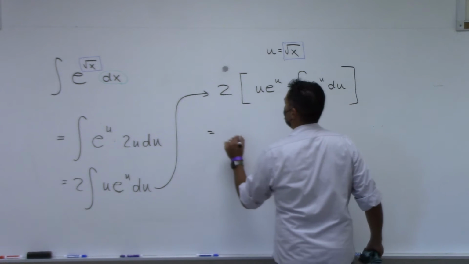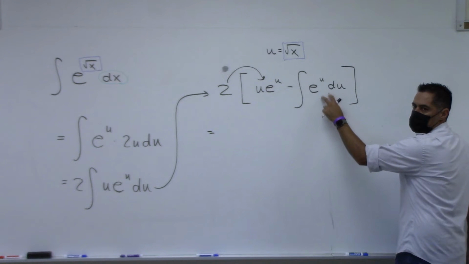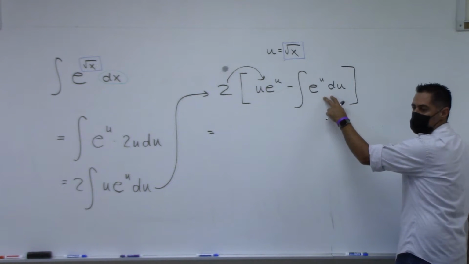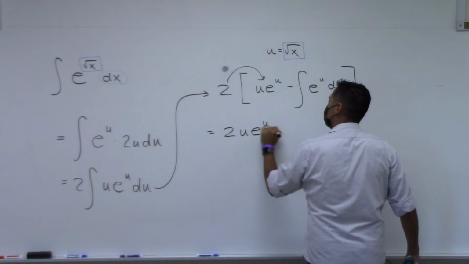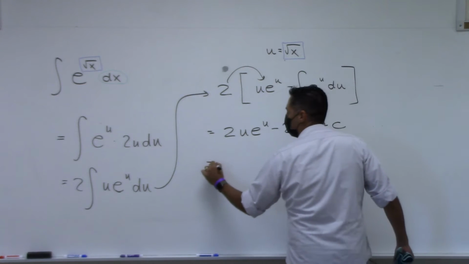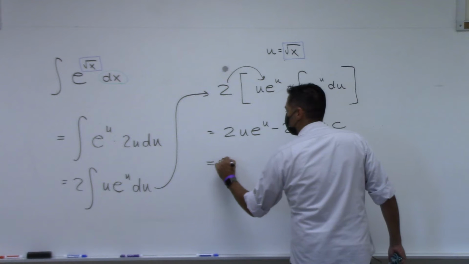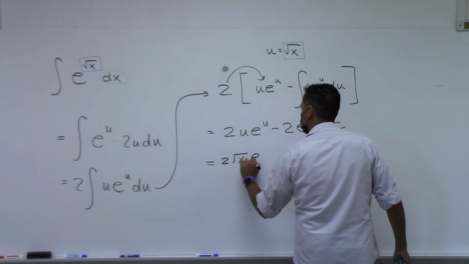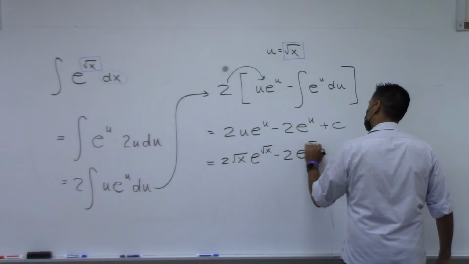So this is going to be, let's see, I'll distribute the 2 through. Then, I hope this is obvious, the antiderivative of e to the u is just itself. So I'm going to have 2u e to the u minus 2 e to the u plus c. And then one more step, I need to replace u with what u was, which was square root of x. So 2 root x e to the root x minus 2 e to the root x plus c.